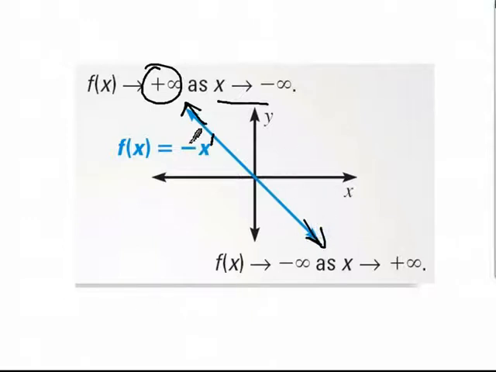Well, why is it the opposite? Because we have the negative sign. So in an odd function, the negative coefficient out front will flip the end behavior.